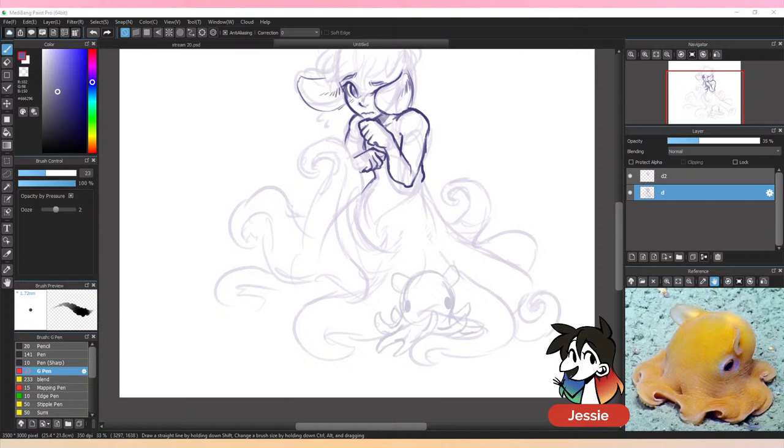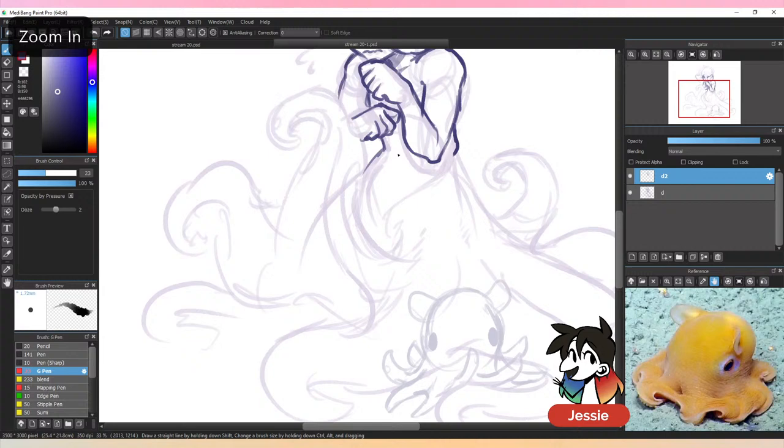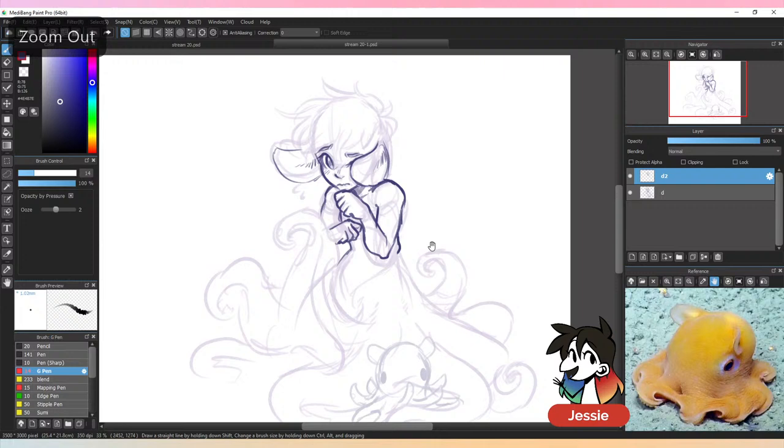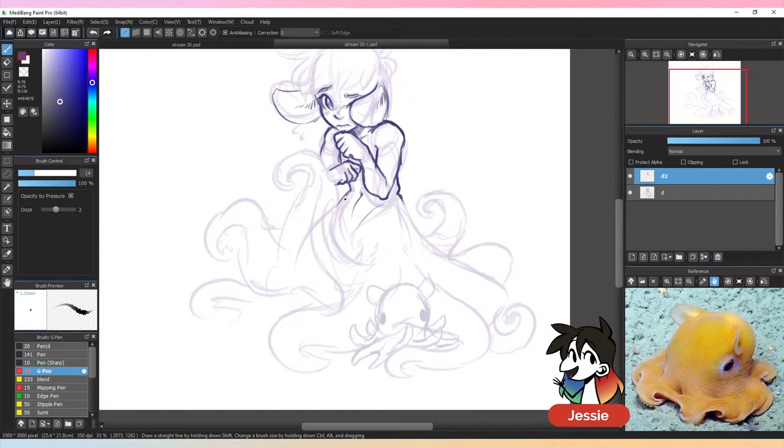Okay, now we can keep going with the actual illustration because we have the little Dumbo octopus there. Number one thing, if you're drawing any kind of mer person, their torso is where the fin portion, the bottom half, is where that changes, right?